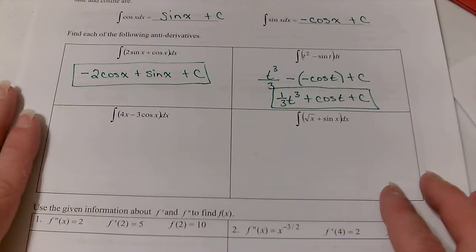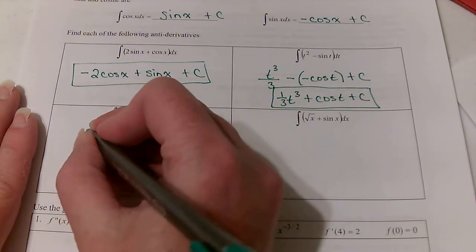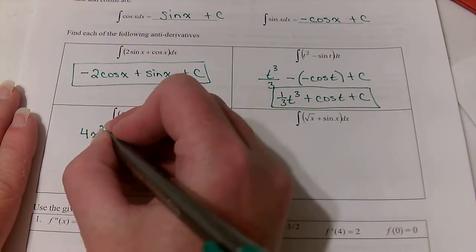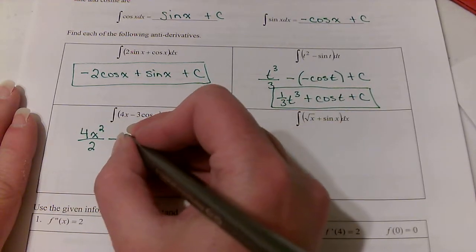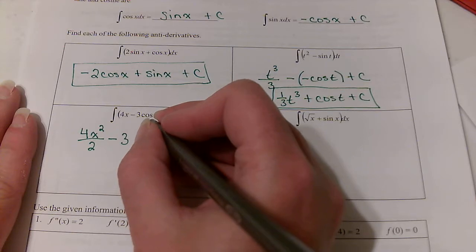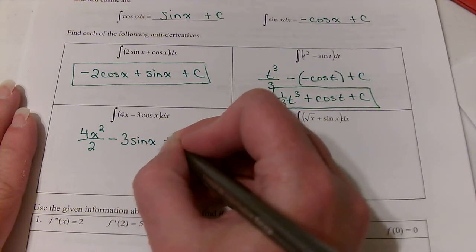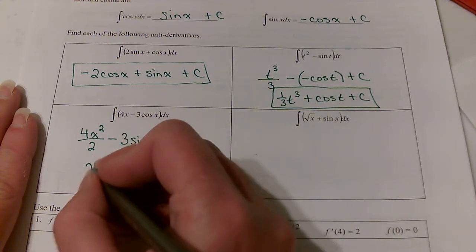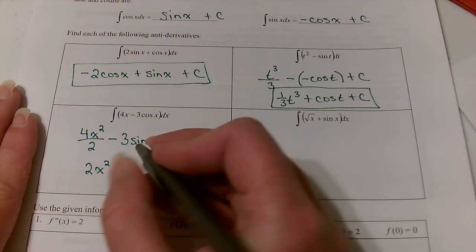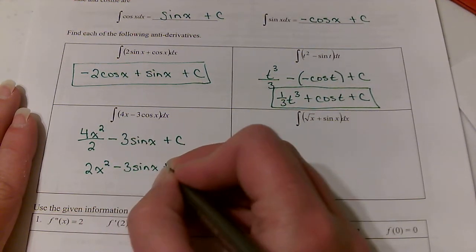(4x minus 3 cosine x). So the anti-power rule, add 1 to the exponent, divide by the new exponent, minus 3 times the antiderivative of cosine, which is sine. And 4 divided by 2 is 2. So 2x squared minus 3 sine x plus c.